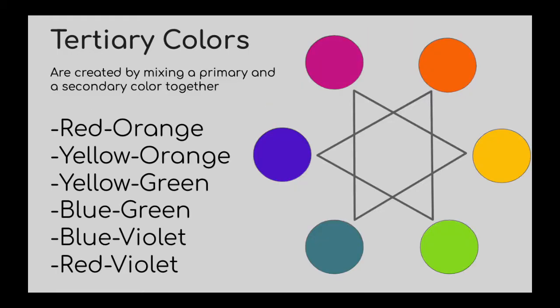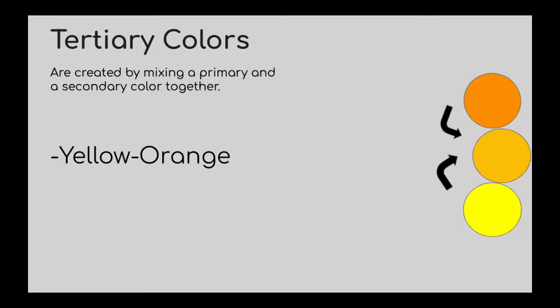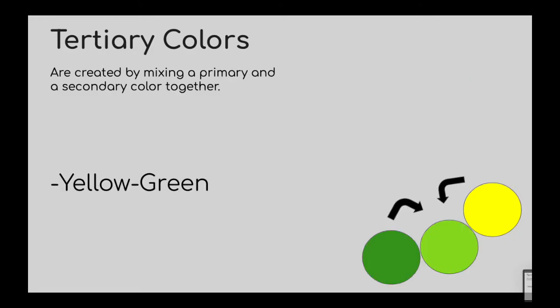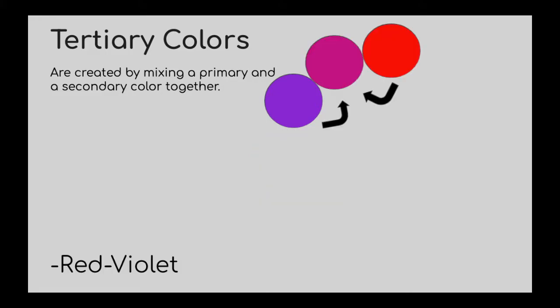The next set of colors are called tertiary colors. They are created by mixing a primary and a secondary color together. They are red-orange, yellow-orange, yellow-green, blue-green, blue-violet, and red-violet. As their name suggests, you use the primary and secondary color that are next to each other on the color wheel to create the tertiary color.